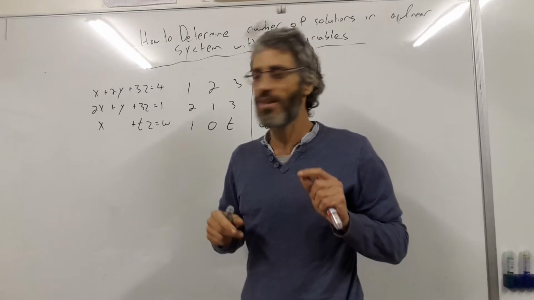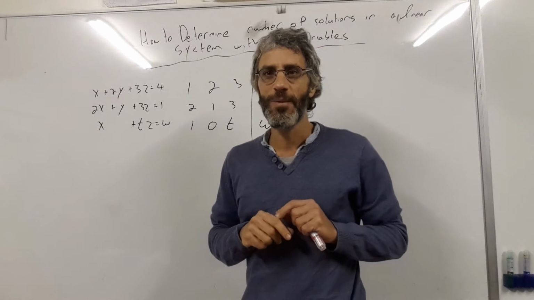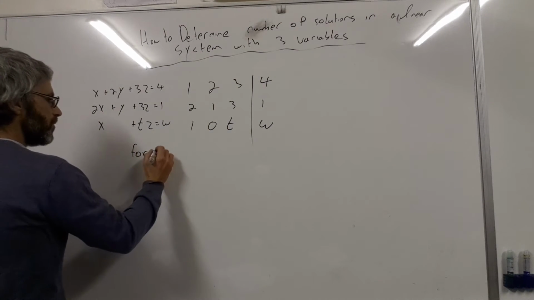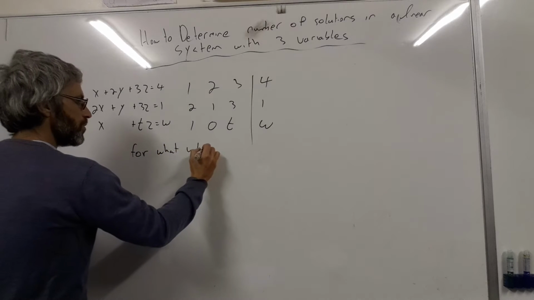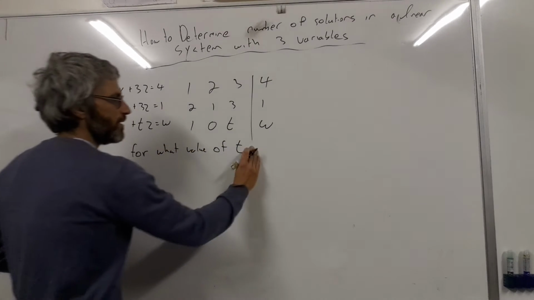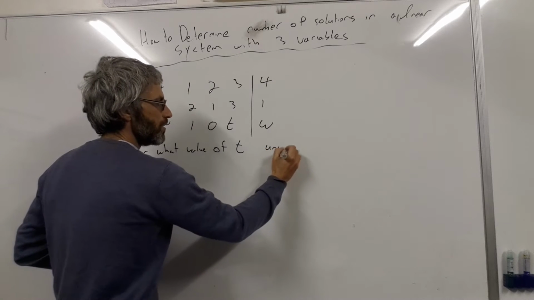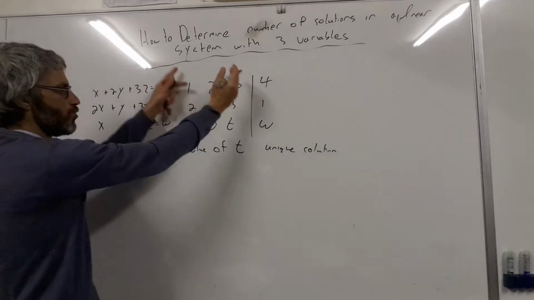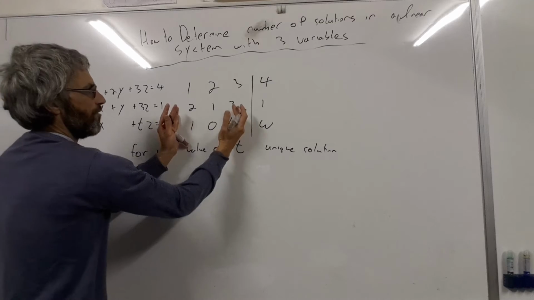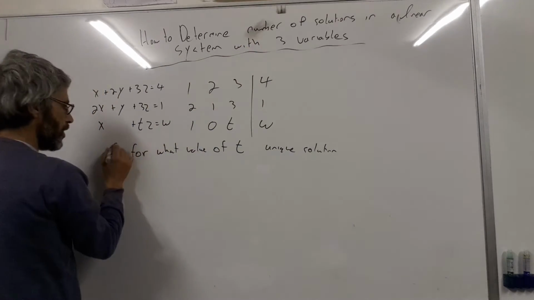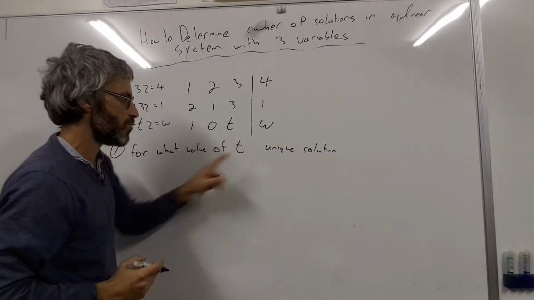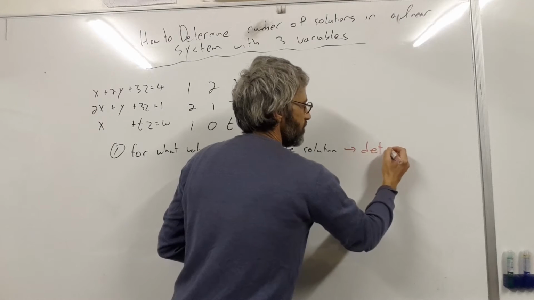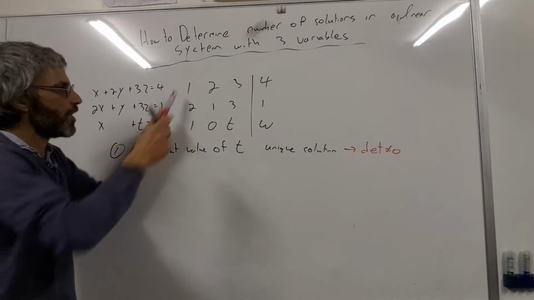The question they often ask starts like this: for what value of t will we have a unique solution? Then you draw out the matrix. That's the matrix of the coefficients. I already augmented it, but for the first part you just need the matrix of the coefficients. For a unique solution, the determinant must not be 0.